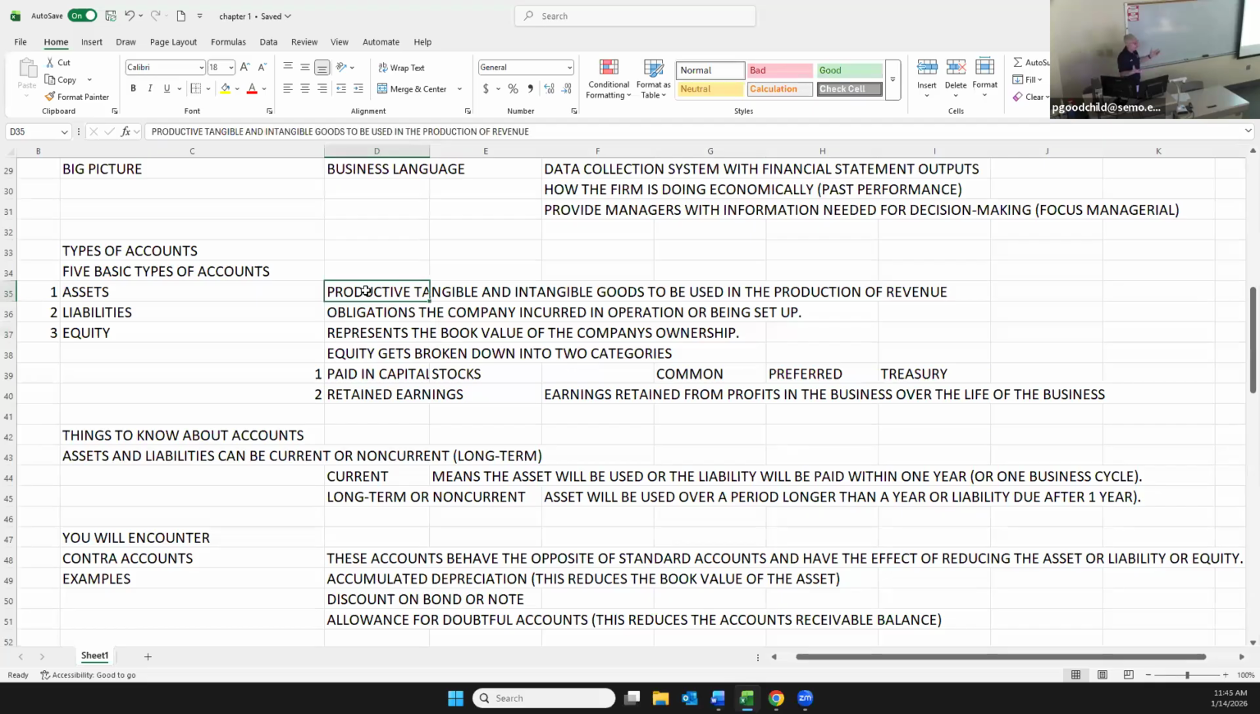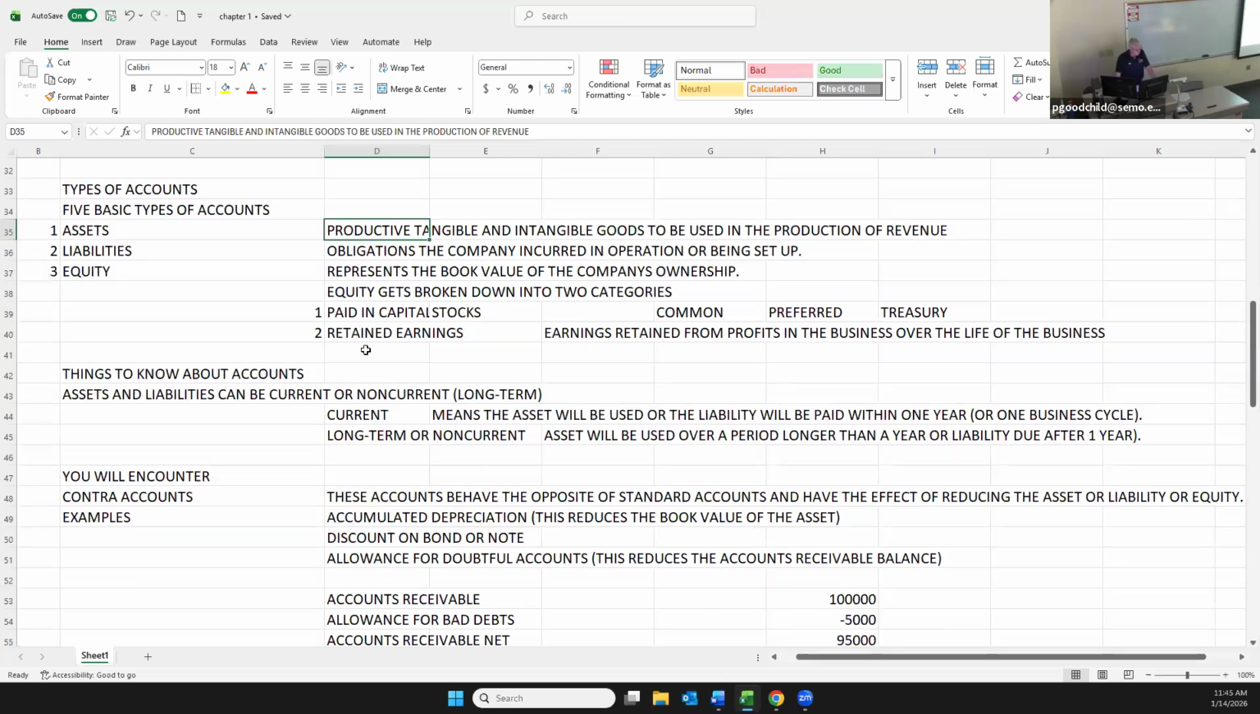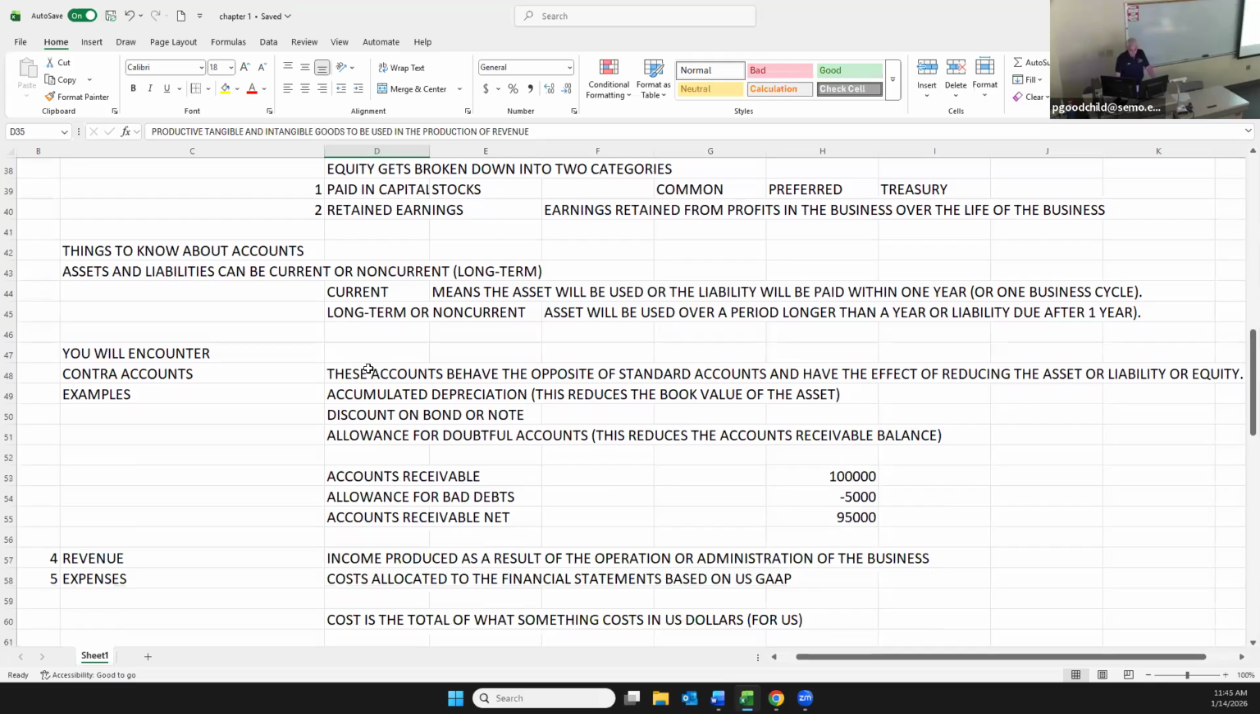Okay, so my definition: assets are what we're going to use to run the business, right? Liabilities are what we owe from running that business. And then equity is what I have left over, kind of the book value of my stuff. Okay, any other questions?